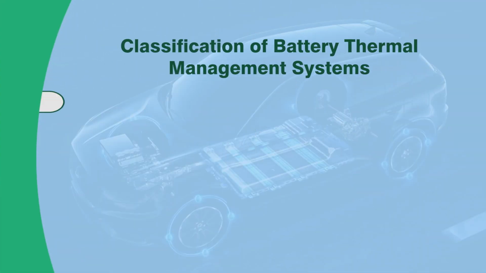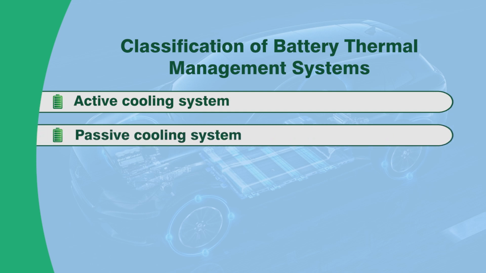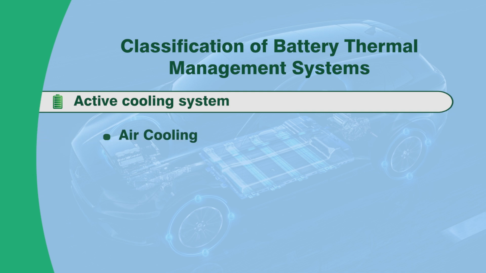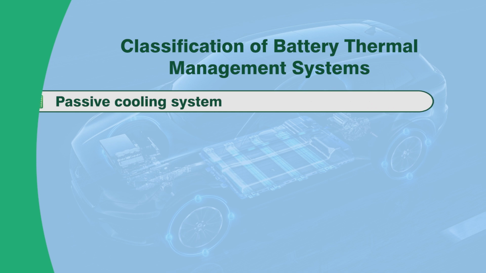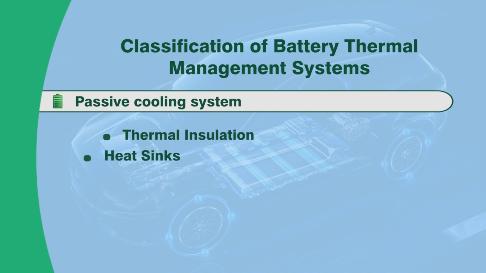In the last class, we classified the battery thermal management systems into two types: the active cooling system and the passive cooling system. The active cooling system is further classified into air cooling, liquid cooling and phase change materials, and the passive cooling systems have two different methods: thermal insulation and heat sinks. These are the different kinds of cooling systems present in the battery. We have seen the importance. Now, we will see the different types and how we can implement these cooling systems in the battery of an electric vehicle.